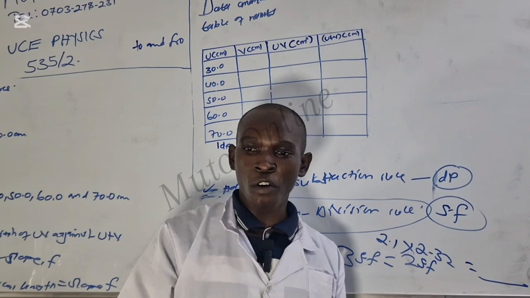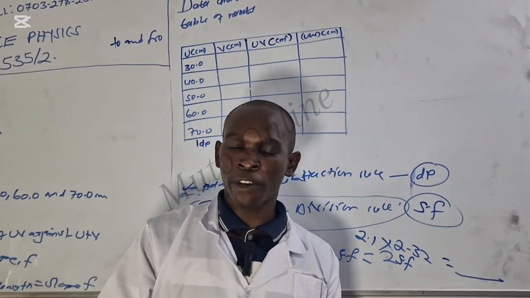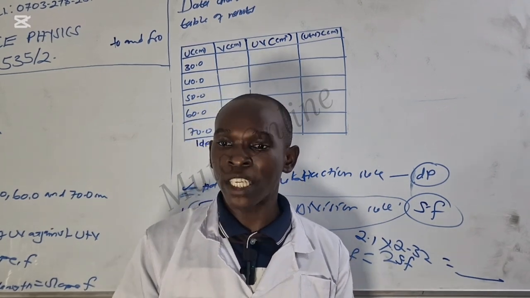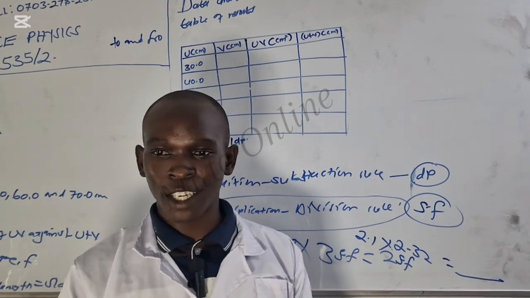We round off, and I hope by now you know the rules of rounding off. Figures from 0 to 4, we add a 0 to the target value. Then figures from 5 to 9, we add a 1 to the target value.